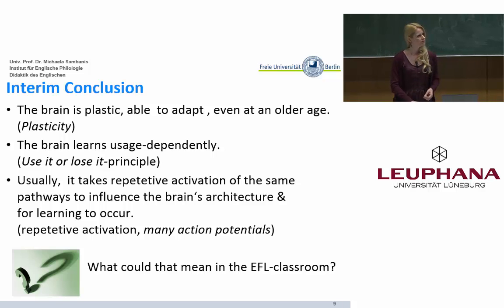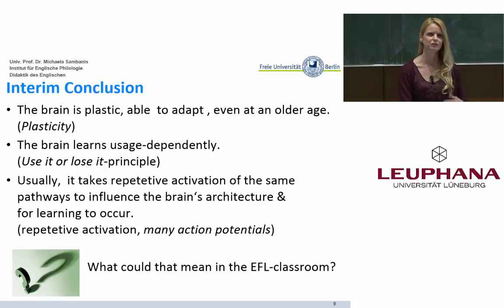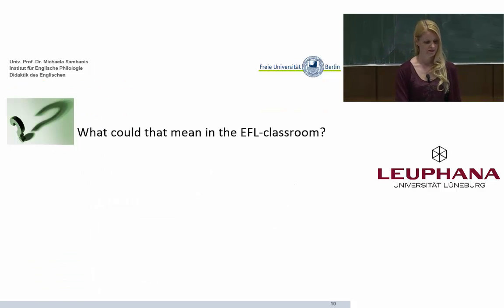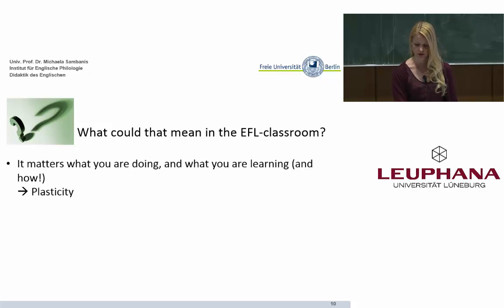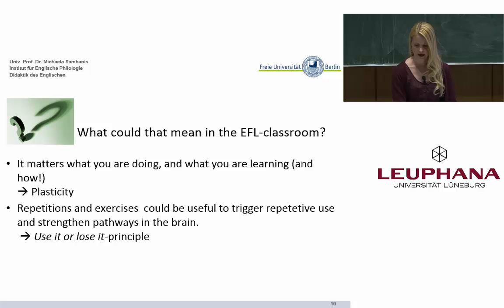Okay. Good. We could say more about this, but let's move on. All right. I like to summarize. It matters what you're doing and what you're learning and how. We'll come back to this later. Plasticity and repetitions and exercises could be useful to trigger repetitive use of pathways and to strengthen pathways in the brain. Use it or lose it principle.